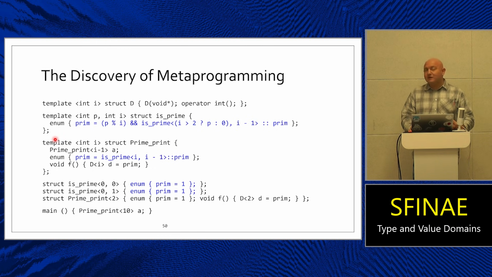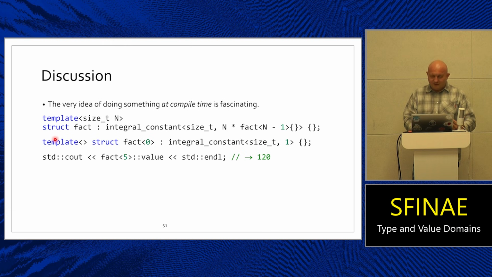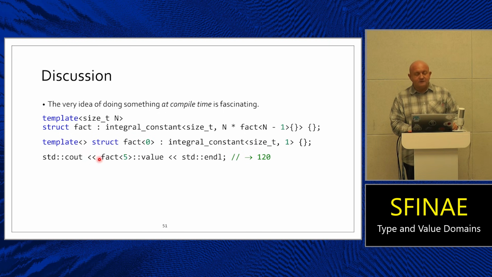From there, it was only natural to ask, if we can compute primes, what else can we compute? For example, can we compute factorials? And we can, recursively using templates. And we close the recursion with this full specialization for 0. As the result, this is an integral constant, which recursively uses the factorial of n-1, n-2, and so on, until it reaches the factorial of 0. And this Factorial<5>::value gives you 120, computed entirely at compile time.